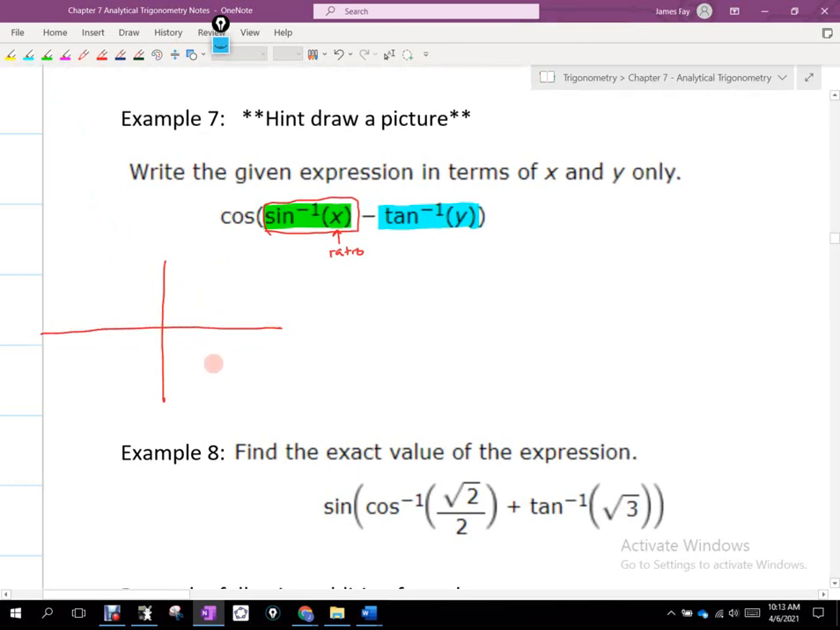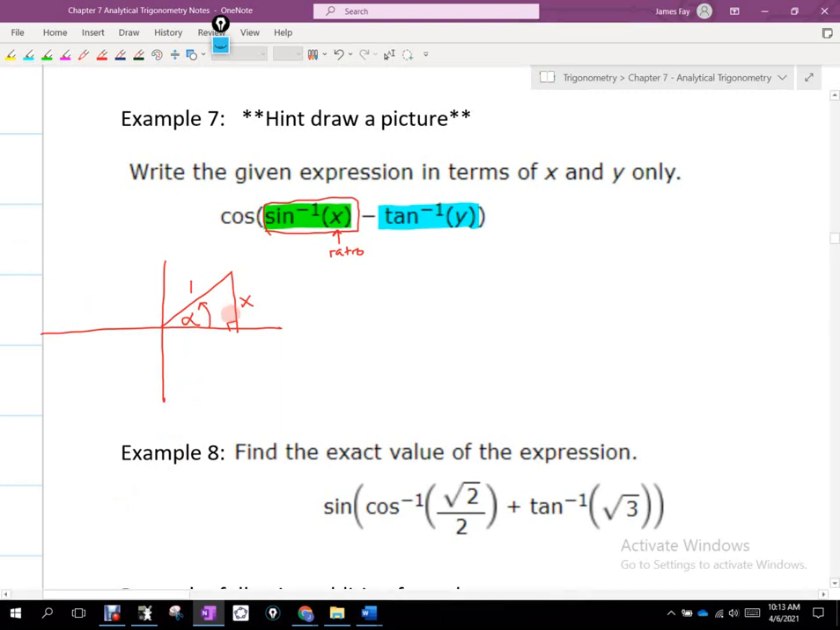Now it's a sine inverse, so it can only work in these two quadrants. That's all it's defined for. Okay, first and fourth. It's a positive x, and if x is the opposite side, and it's positive, we know that that's got to be in the first quadrant. The hypotenuse is 1. The angle that they're telling me is that angle right there. Now, I don't have a specific value for that angle right now, so I'm just going to name it alpha. Is that okay? All right.